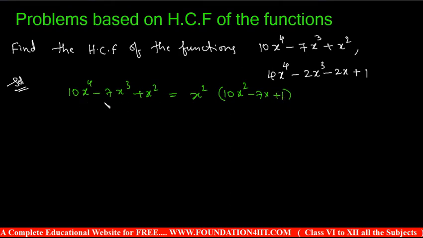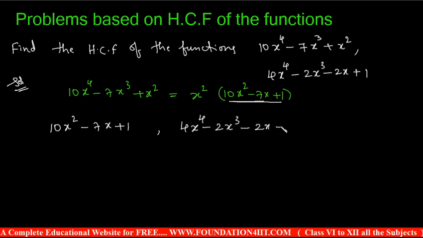Okay, x square is the common factor. But now we should take only this one. The x square you won't consider because it is the highest common factor, and there is no common factor at all in the second expression. So x square we will neglect. Now 10x square minus 7x plus 1, this one, and another one is 4x to the power 4 minus 2x cube minus 2x plus 1.